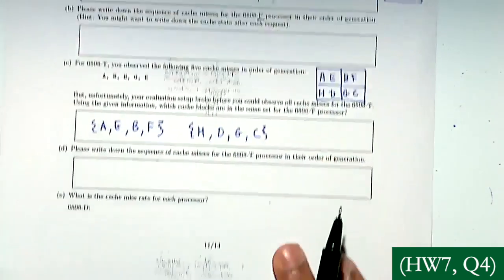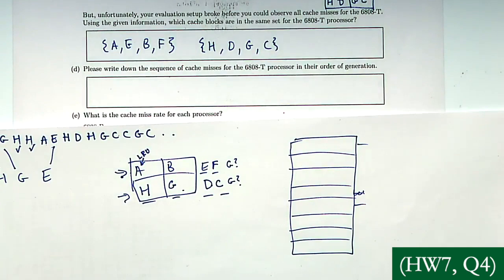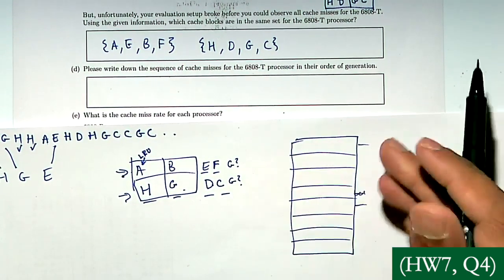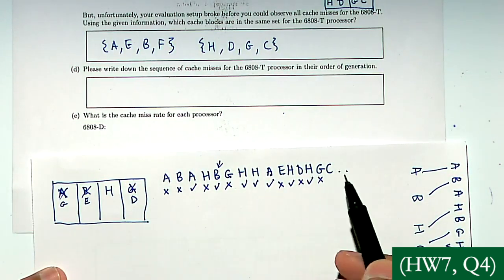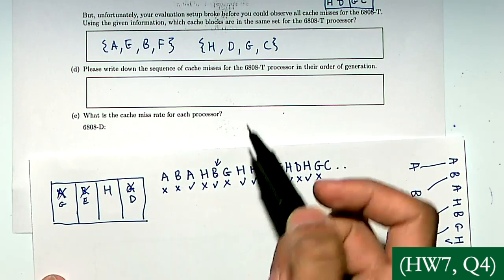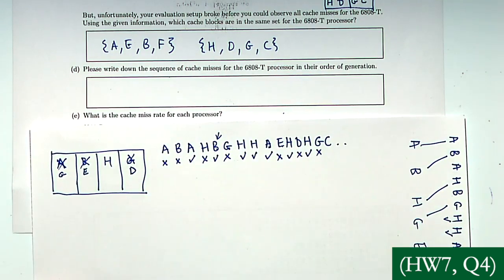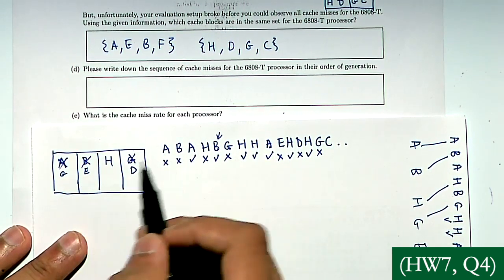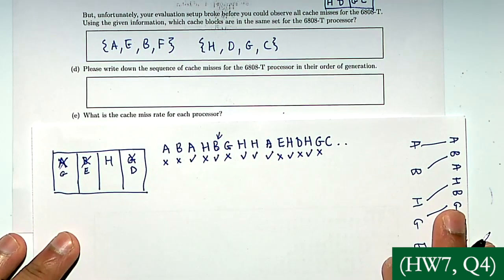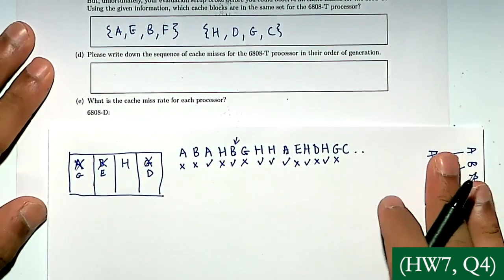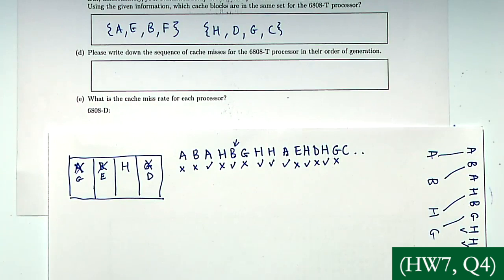The next part of this question asks you to write down the sequence of cache misses for the T processor in order of generation. We follow the exact same prescription as before, where we simulate the cache, except this time we're simulating the T cache, given that we know which one is mapped to which set. Should I do this or skip it? It's literally the same thing. You go one by one, track whether it's a hit or miss, and simulate the state of the cache. Does anybody actually want me to go through it? Just raise your hand. Okay, I'll skip that one.